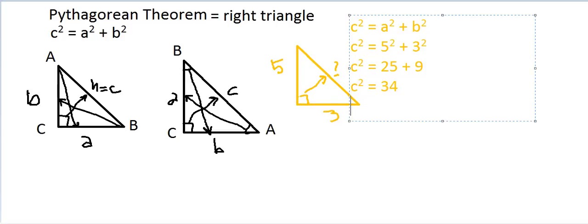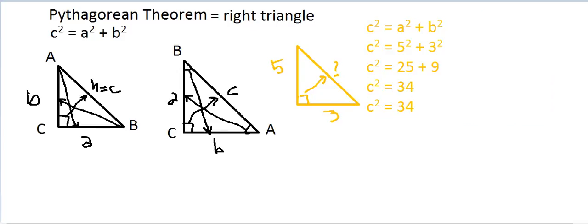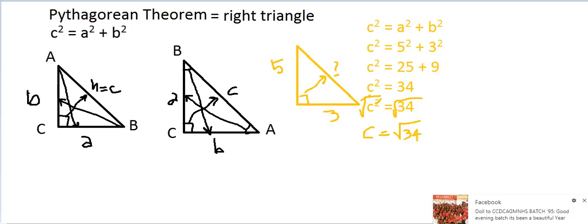Now since our c squared here is equal to 34, for us to find c, let's take the square root of each side. So we will get the square root of c squared and the square root of 34. So we can cancel the square, the exponent 2 of c. So c then is equal to the square root of 34. Okay, so that's how we're going to find the measure of C.